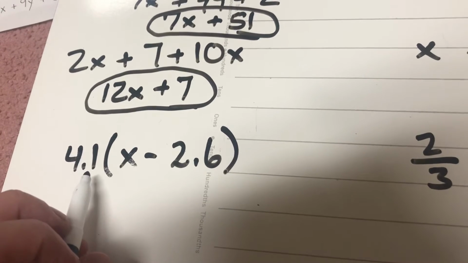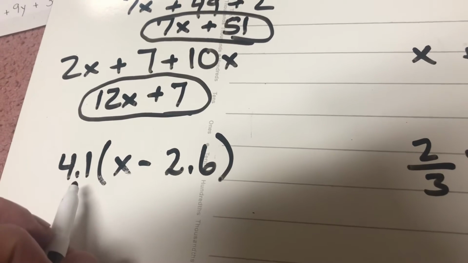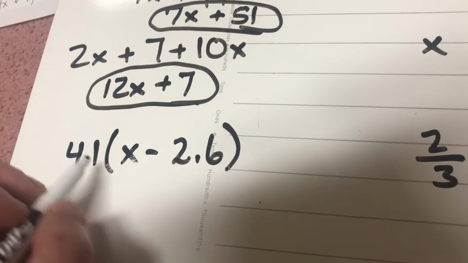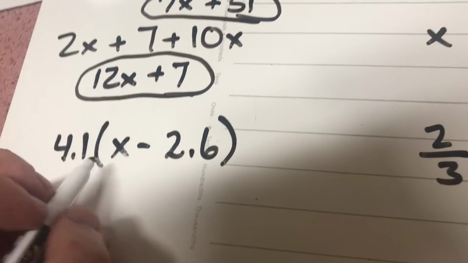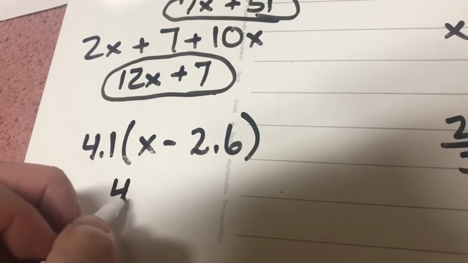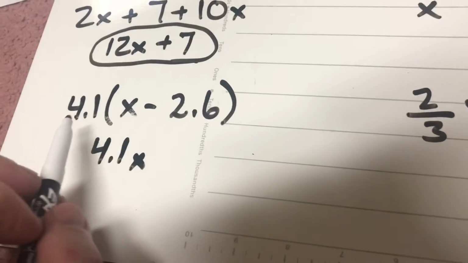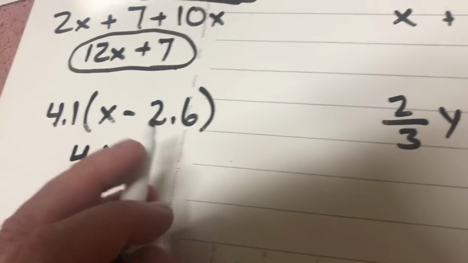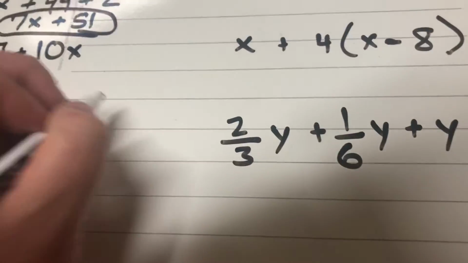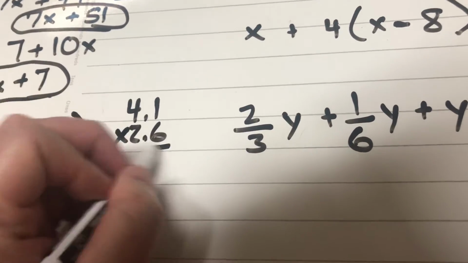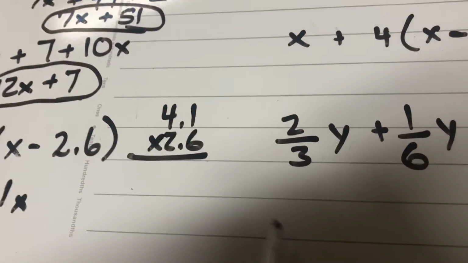4.1, 4 and 1/10, outside of parentheses. Well, once again, a number right next to parentheses means multiplication. So 4.1 or 4 and 1/10 times x, first of all, gives me 4 and 1/10 x. But then I've got 4 and 1/10 times 2 and 6/10. This is just decimal multiplication, folks. Just like we have done previously.